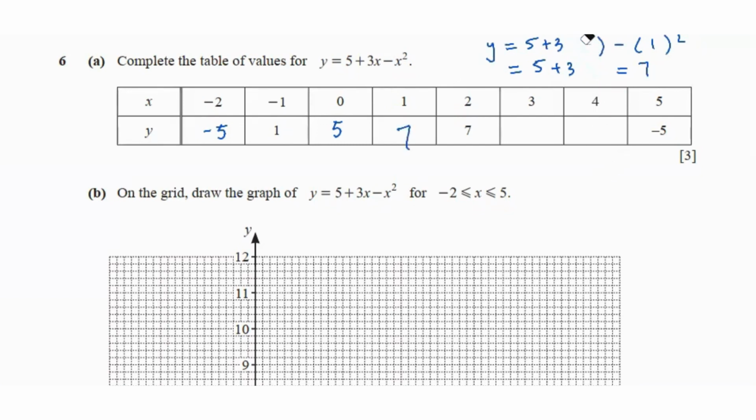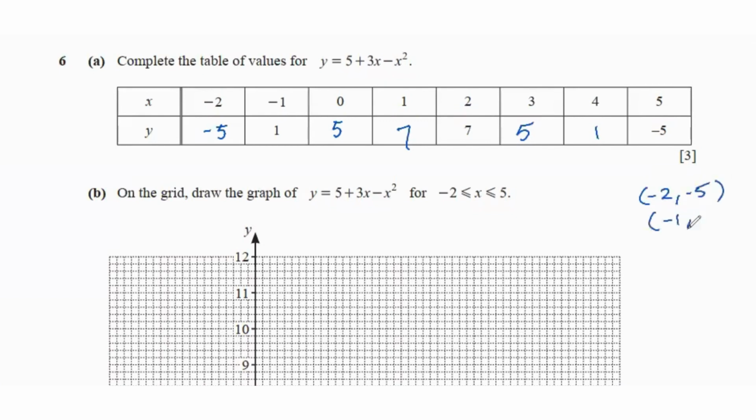Then for 3 and 4, 3, that's going to be 5 plus 9 minus 9, which is again 5. And then for x equals 4, 5 plus 3 times 4 minus 4 squared. That's going to be 5 plus 12 minus 16. That is going to equal 1. So these are our coordinates. I'm going to write these down separately so that it's easier for us to plot them. Negative 2, negative 5, negative 1, 1.